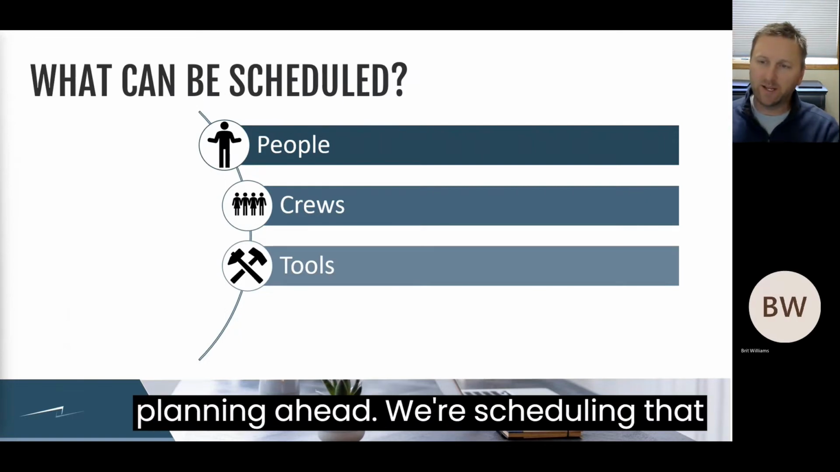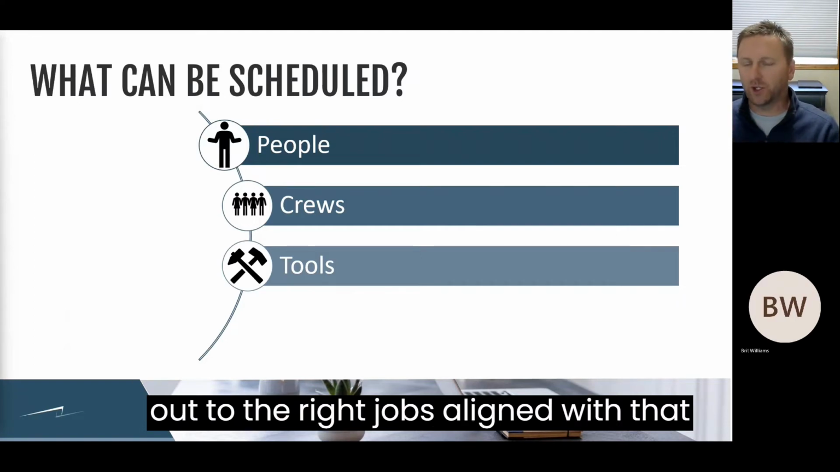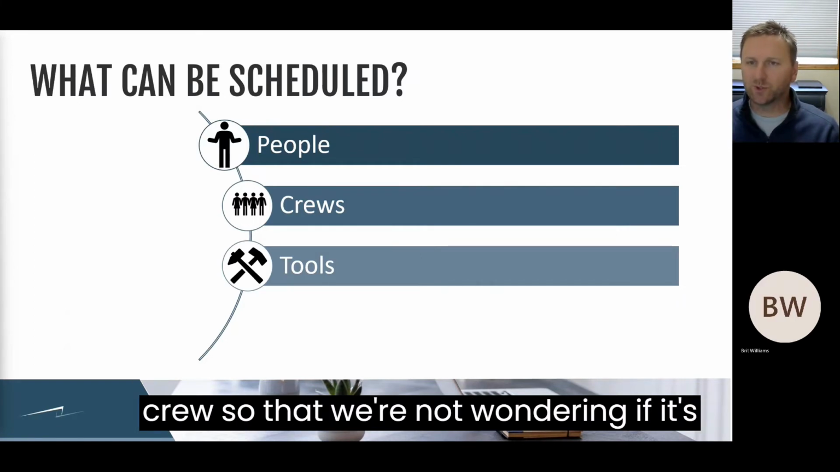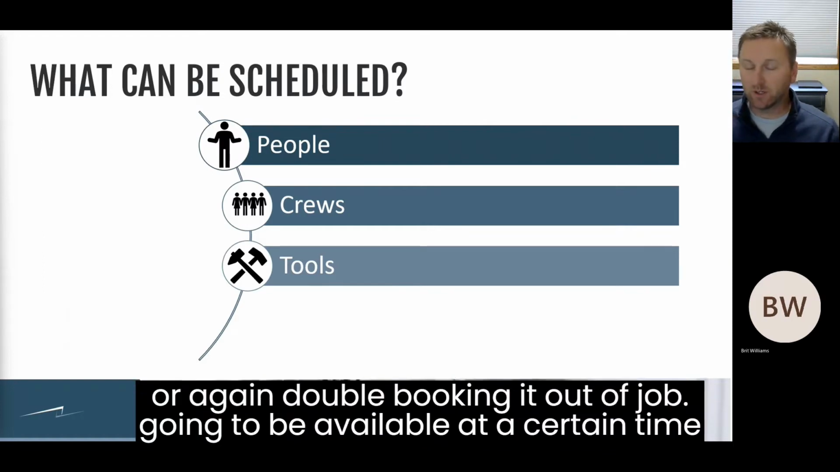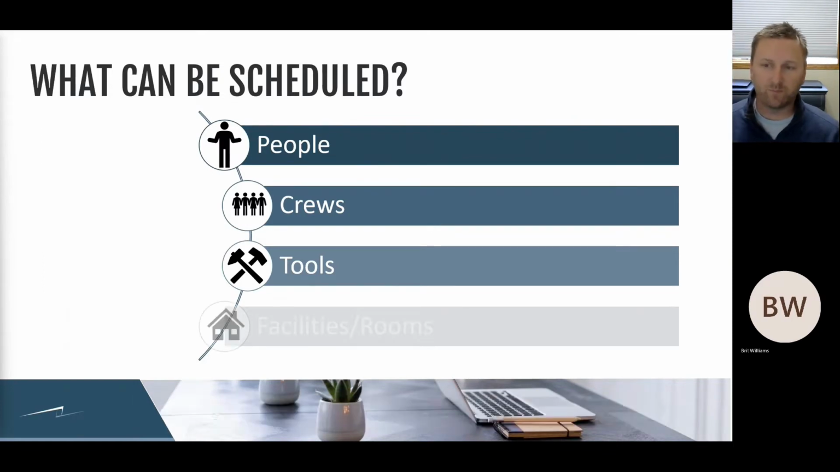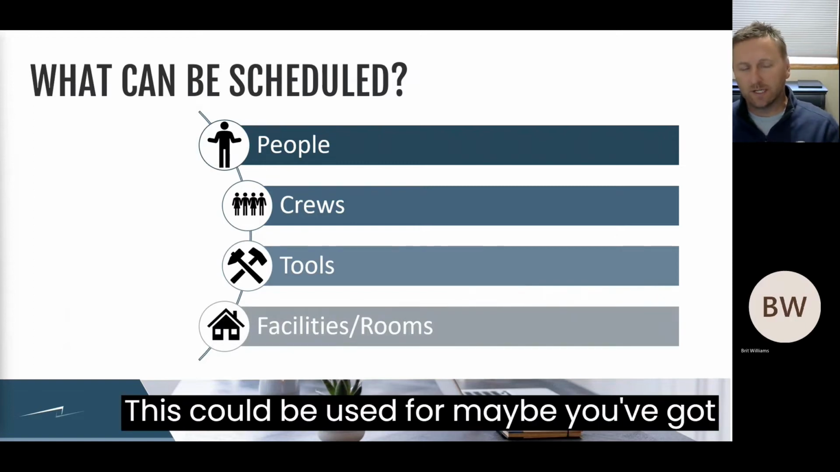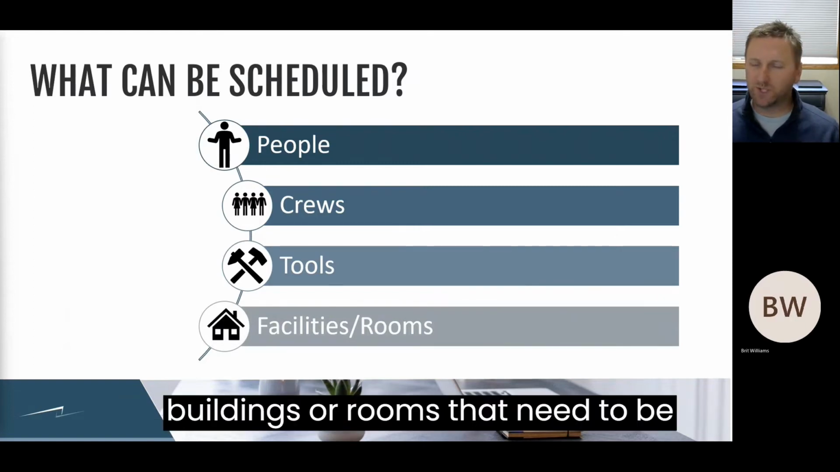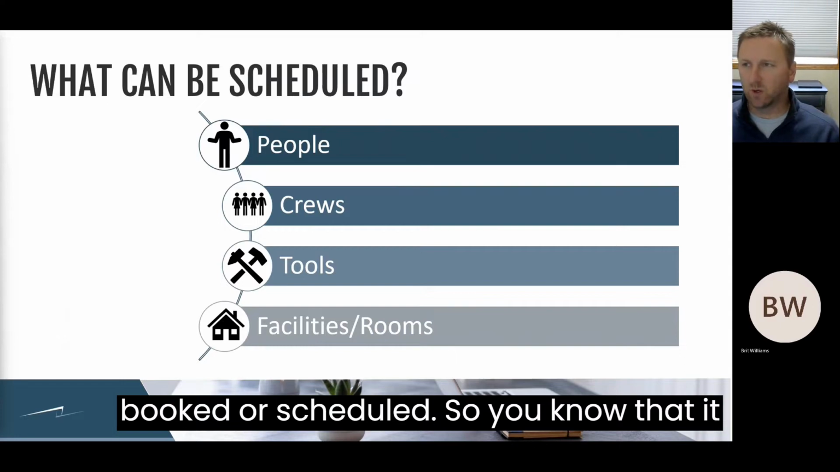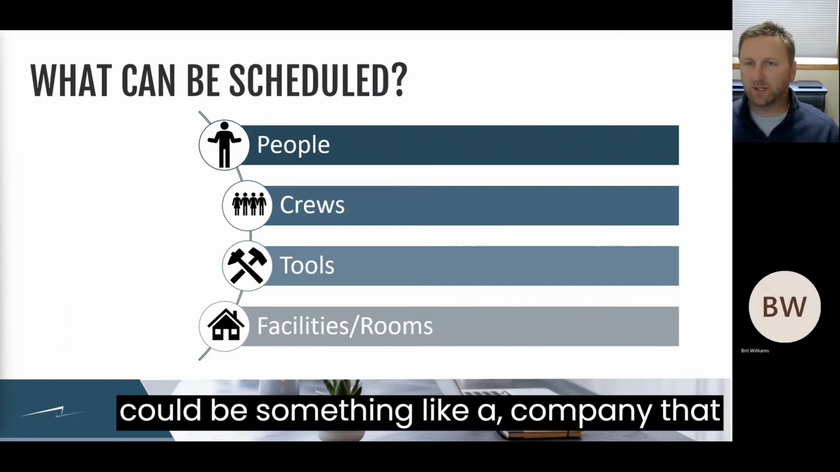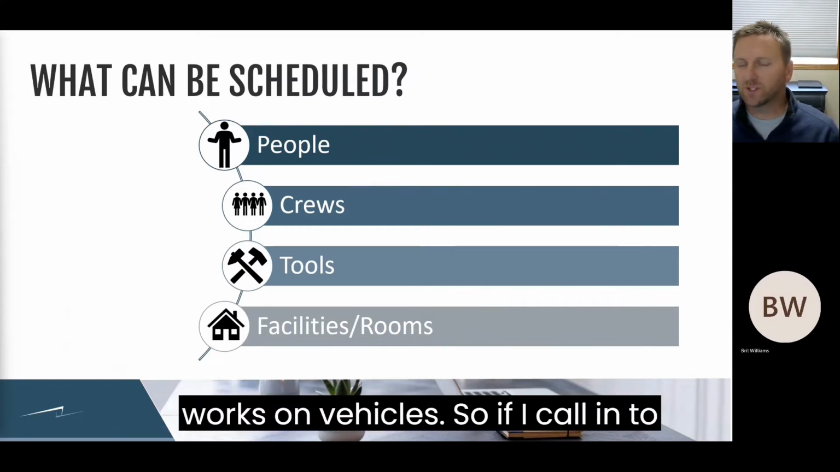We want to make sure we're planning ahead, scheduling that out to the right jobs aligned with that crew, so that we're not wondering if it's going to be available at a certain time, or double booking it on a job. This could be used for buildings or rooms that need to be booked or scheduled. It could be something like a company that works on vehicles.